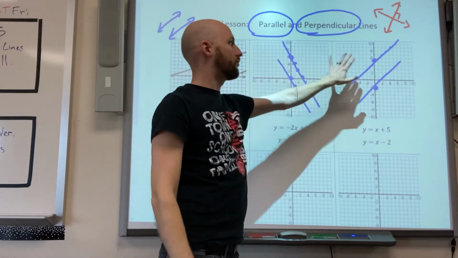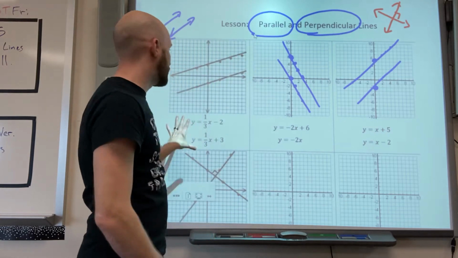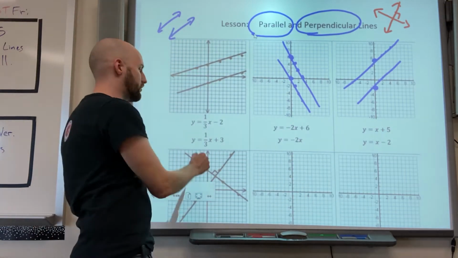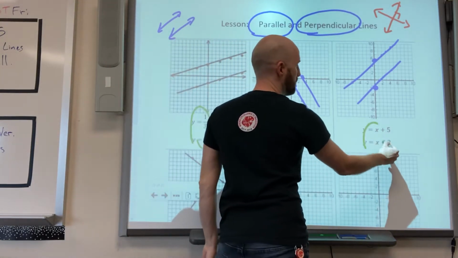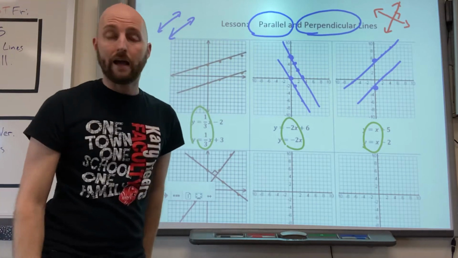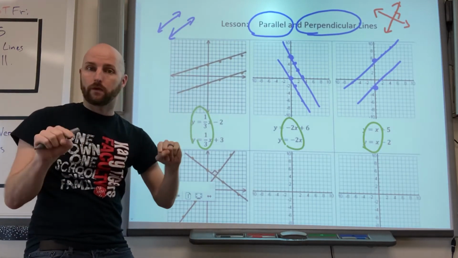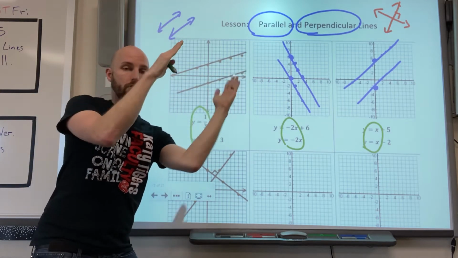Todos esos son paralelos. All of those are parallel. ¿Y qué se nota en las ecuaciones? And what do you see about the equations? Lines that are parallel have the same slope. Okay? Líneas que son paralelas van a mover el mismo movimiento.